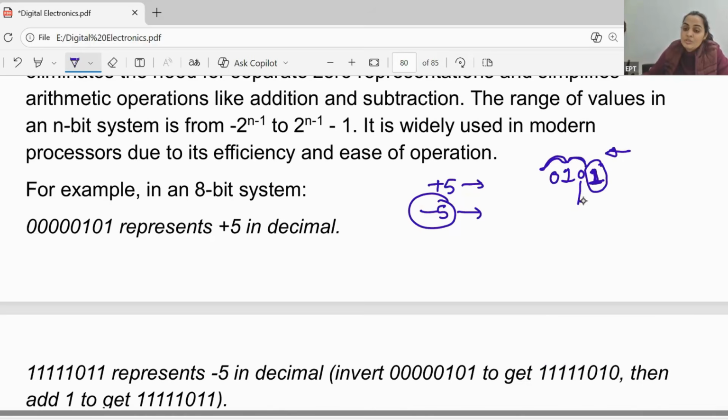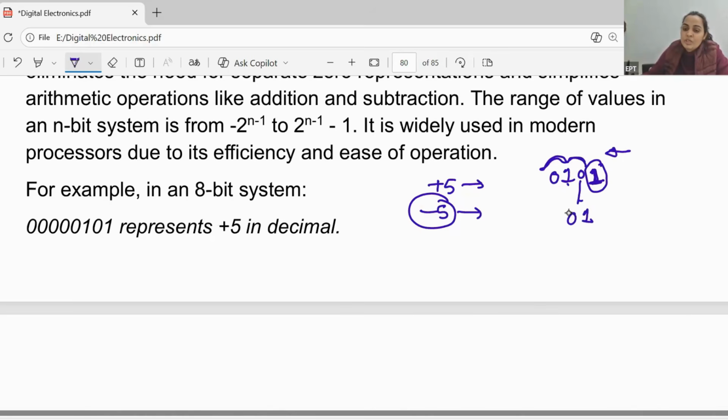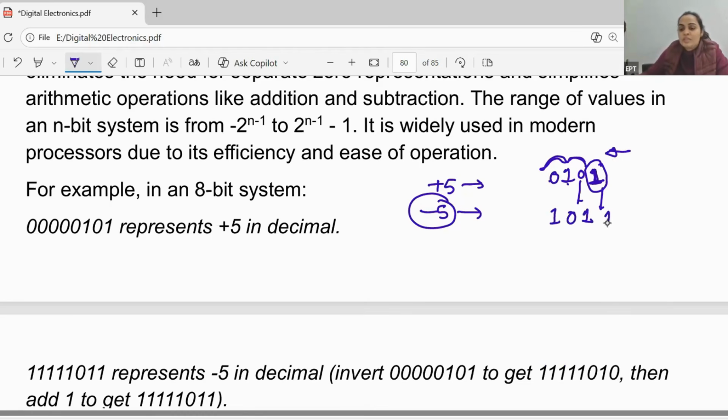So here we have 0, so I will write down 1. Here we have 1, so I will write down 0. I have 0, so I will write down 1. And this one will be as it is. Now this number is in its 2's complement form. The 2's complement of this number is this. Now here you will see this is negative, so this is going to be a negative number.